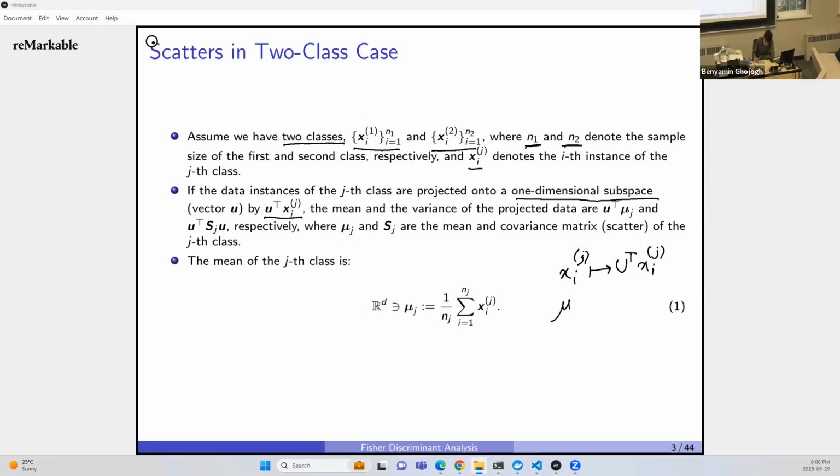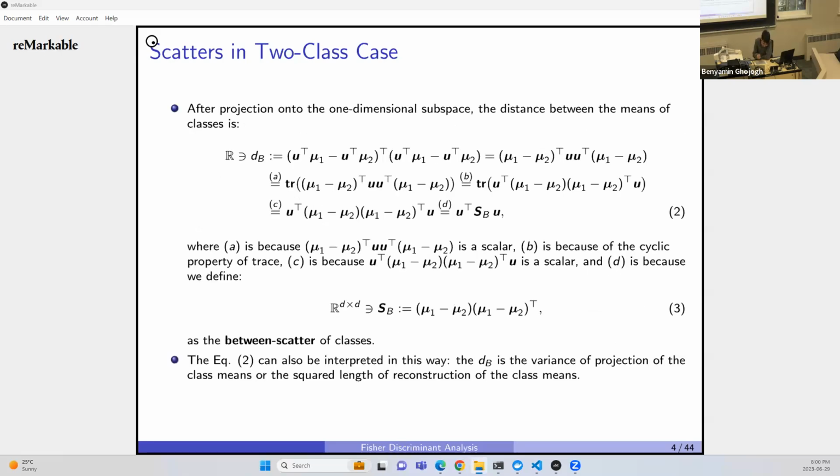Its mean, mu_j, the mean of the jth class, becomes U transpose mu_j. Why? Because the mean is linear with respect to x, so its behavior is similar to x. However, the covariance S_j, the covariance of the jth class, is quadratic. So it becomes U transpose S_j U. We already proved that in the PCA lecture. And mu_j, as I said, is a d-dimensional vector, which is the mean of the points in the jth class. Okay.